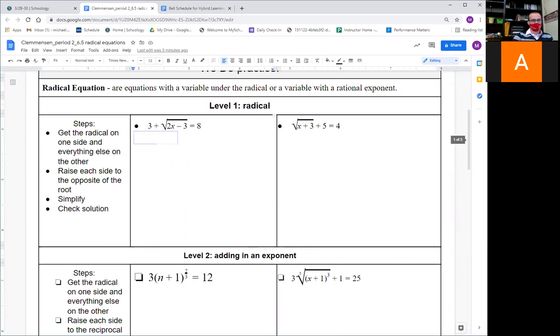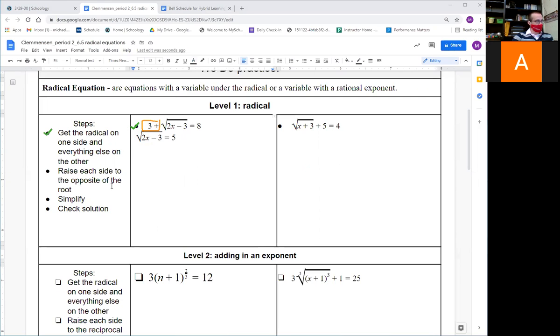Let's go through our steps. For the first one, we need to get the radical on one side. So I need to get this square root on one side, and get rid of everything else. I need to get rid of this positive 3, so I'll subtract 3 from both sides. I'll get square root of 2x minus 3 equals 5, since 8 minus 3 is 5. We just finished that step, so we can stamp it off. Check mark, we're done with that one.